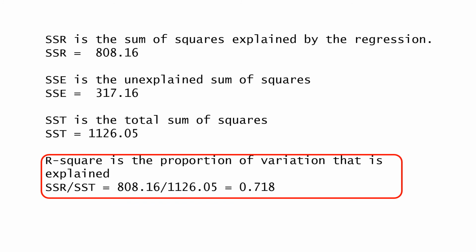One way to calculate R squared is to divide the explained sum of squares by the total sum of squares to find the proportion of total variation that's explained by the regression model. And in this case, once again, we find R squared equals 0.718.